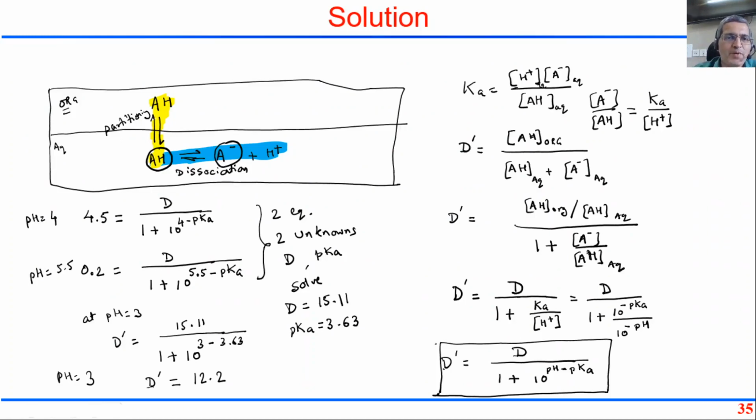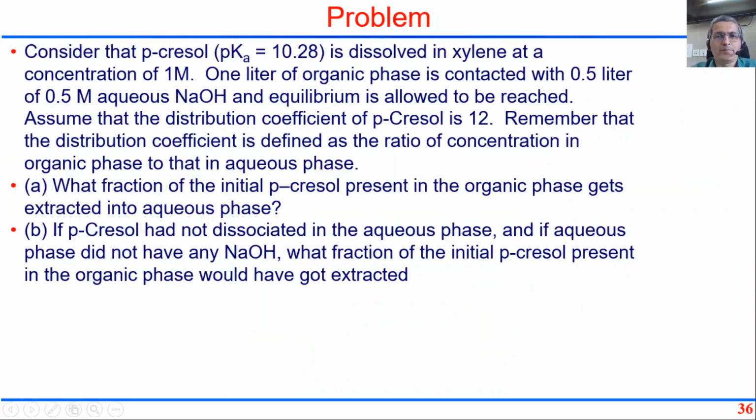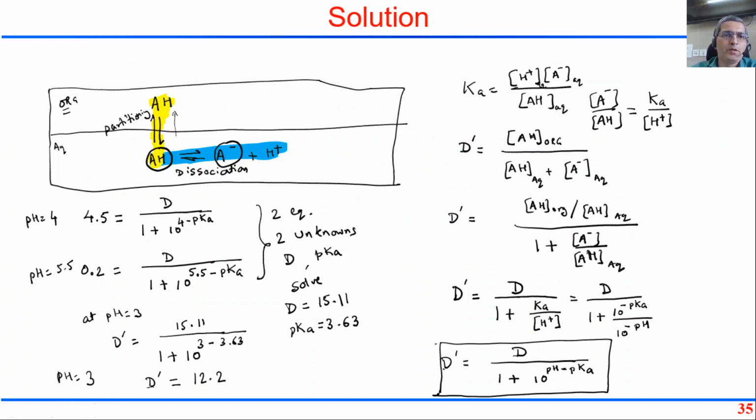That means at pH 3, this overall D prime is 12.2. More of it is going in the organic phase at pH 3 as compared to, let's say, pH 5.5, where D prime is only 0.2. At pH 5.5, more of it will remain in the aqueous phase because D prime is small. At pH 3, more of it will go in the organic phase because D prime is large.